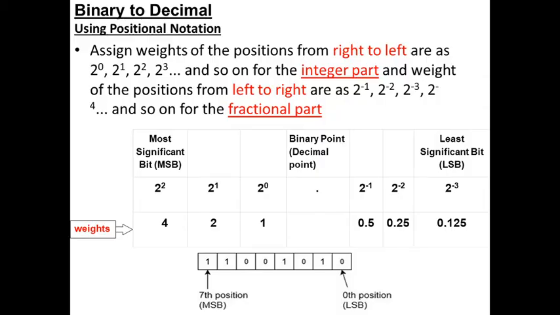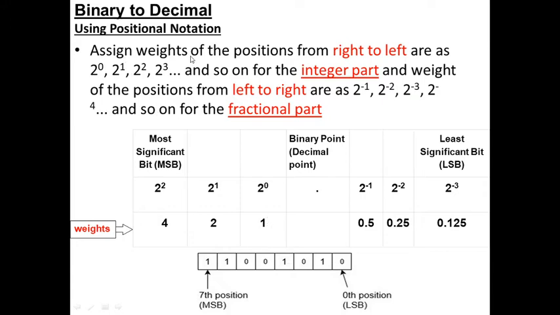Hello everyone. Now in this lecture we will see how to convert a binary number into a decimal number. When the binary number is given to you, we have to assign the weights to it. So using the positional notation method, we have to convert a binary number into a decimal number. Now how is it done?